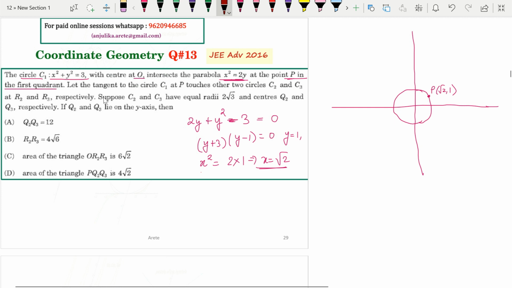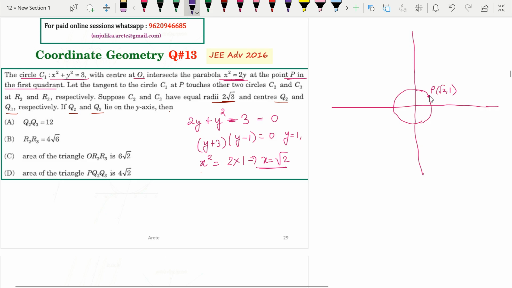Let's read more. Let the tangent to the circle C1 at P touch the other two circles C2 and C3 at R2 and R3. So too many points. Let's read the full thing respectively. Suppose C2 and C3 have radii equal to 2 root 3 and the centers are Q2 and Q3. If Q2, Q3 lie on the y-axis, then which one is 2? So digest all the information which they have given you.